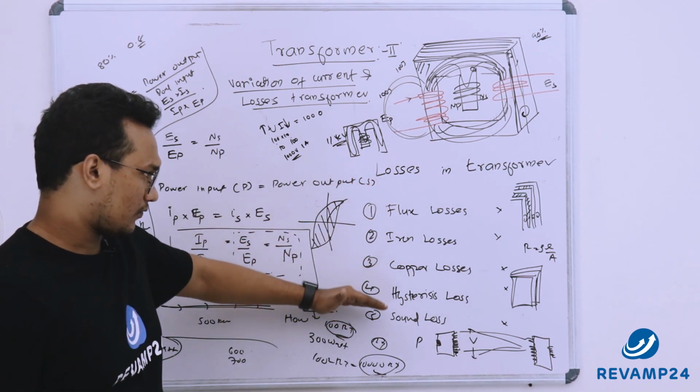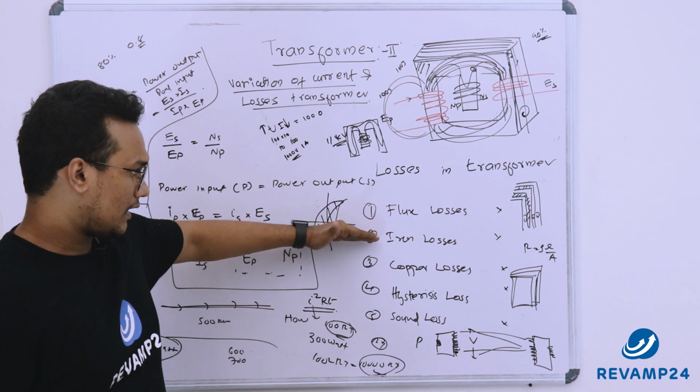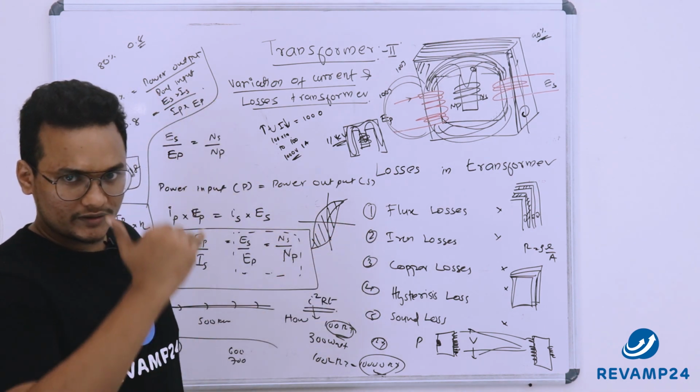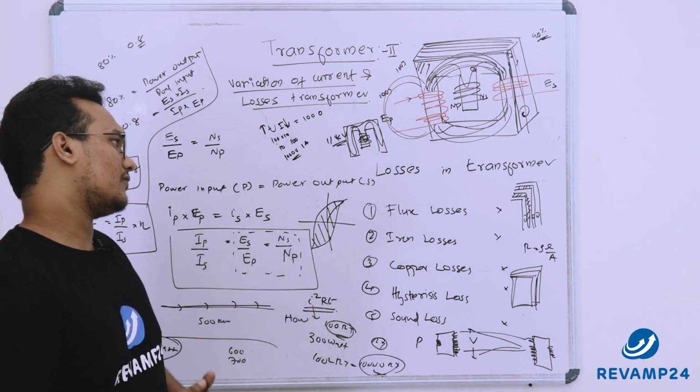So these losses are very important: flux loss, iron loss, copper loss, hysteresis loss and sound loss. You should be able to explain in detail about these kinds of losses.